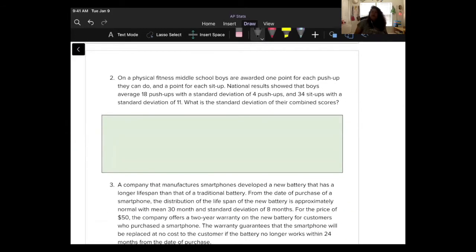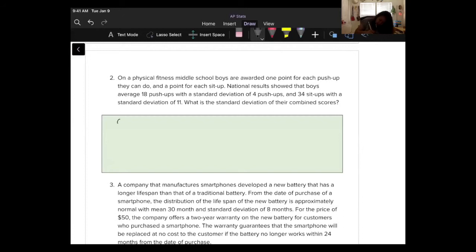We're going to go ahead and move on to number 2 now. On a physical fitness middle school test, boys are awarded 1 point for each push-up they can do and a point for each sit-up. National results show that boys average 18 push-ups with a standard deviation of 4 push-ups and 34 sit-ups with a standard deviation of 11. What is the standard deviation of their combined score?